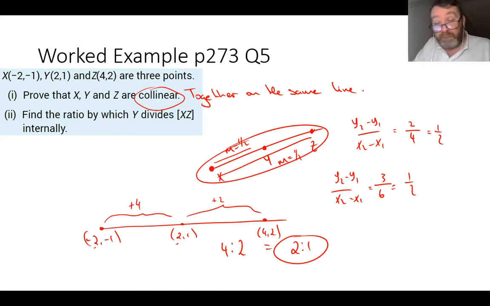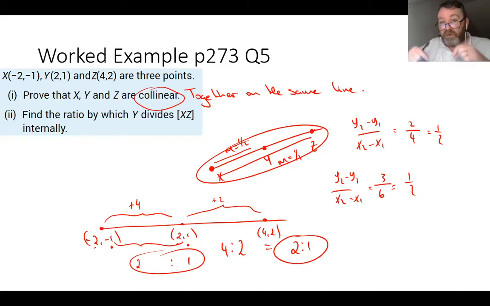Now the same thing would happen with the y. Just to check, let's see, do the y's give me the same ratio? Minus 1 becomes 1. So that's an increase of 2. Okay, so we've got an increase of 2 here between those y's. And here we've got 1 becoming 2, which is an increase of 1. So we get exactly the same ratio for the y as we do for the x.